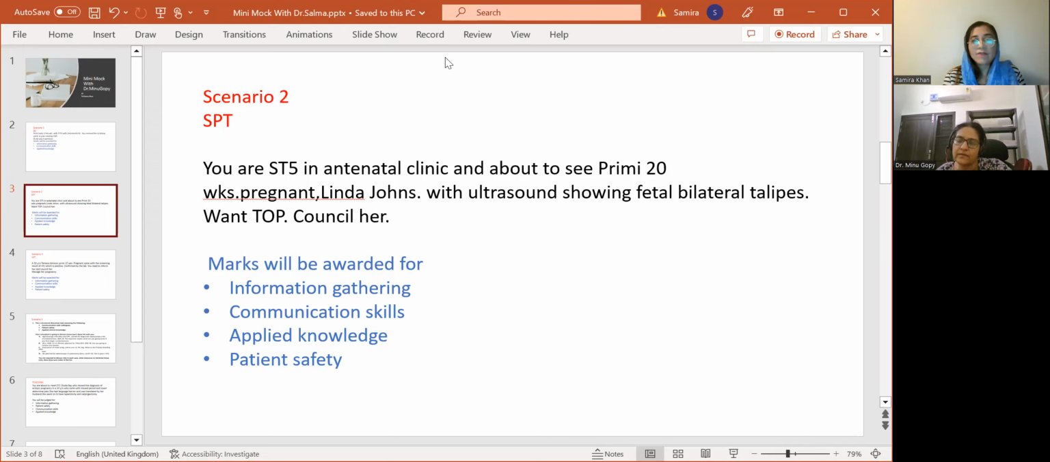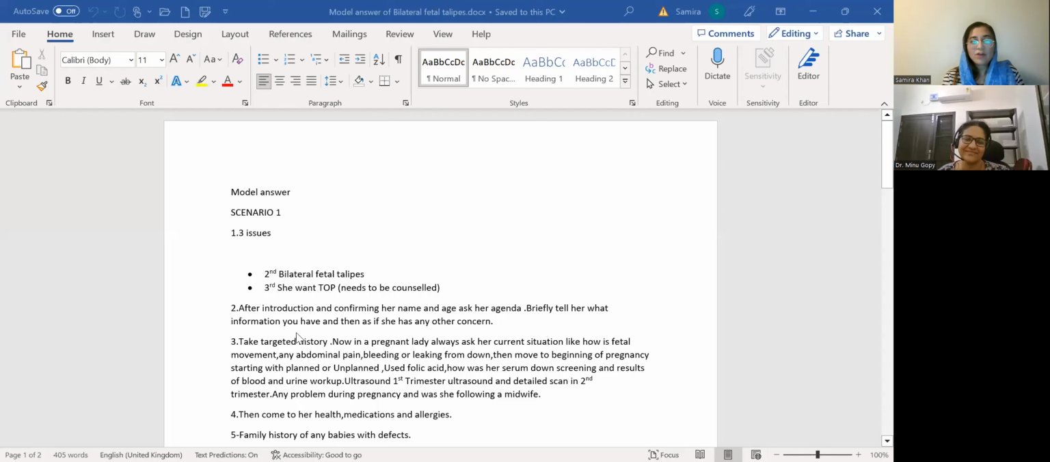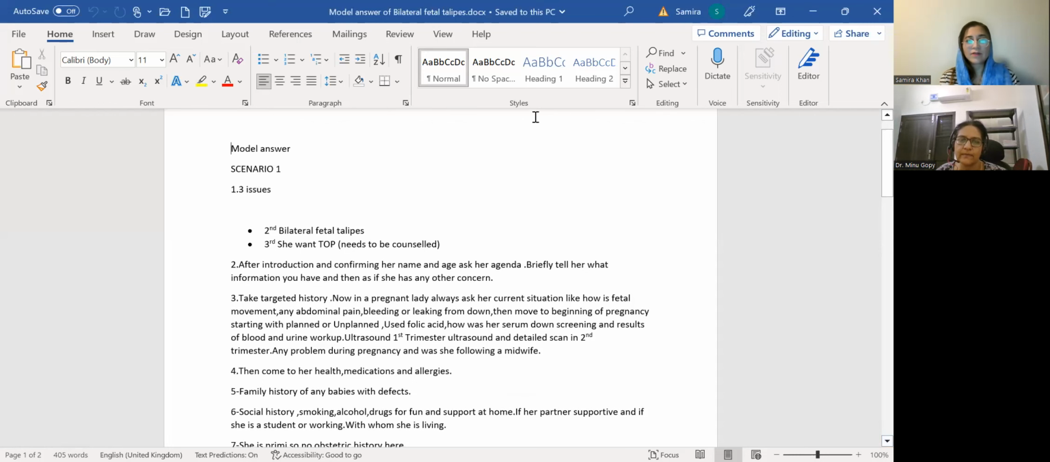Okay, let me see what I have written in my model answer. Although it's a passing station, I have to tell you a few points so that you can do it like 80%, 90%, 100%. So the baby has bilateral fetal talipes, and she wants termination of pregnancy, so she needs to be counseled. So these two things are clear.